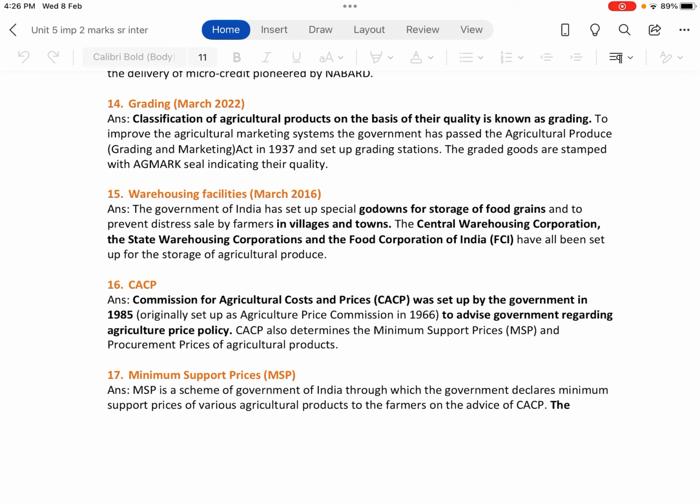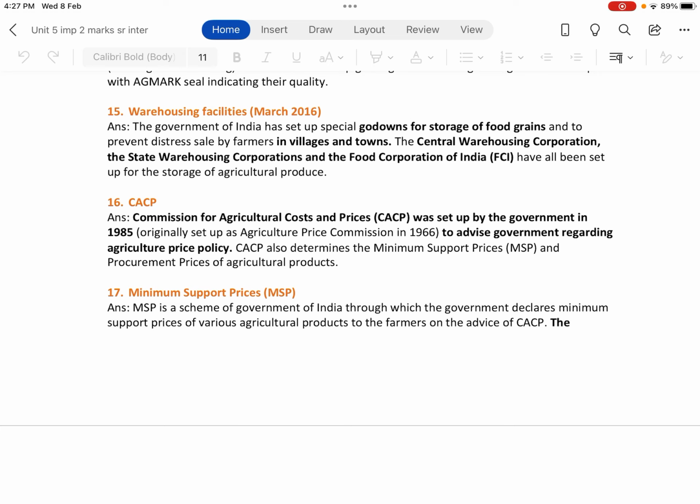16th question, CACP. The Commission for Agricultural Costs and Prices, CACP, was set up by the government in 1985, originally set up as the Agricultural Prices Commission in 1966 to advise the government regarding agricultural price policy. The main job of CACP is to advise the government regarding what the minimum support price should be. Minimum support price is what the government should pay to the farmers when the government is purchasing the produce from the farmers, that is through the Food Corporation of India, and procurement prices of agricultural products.